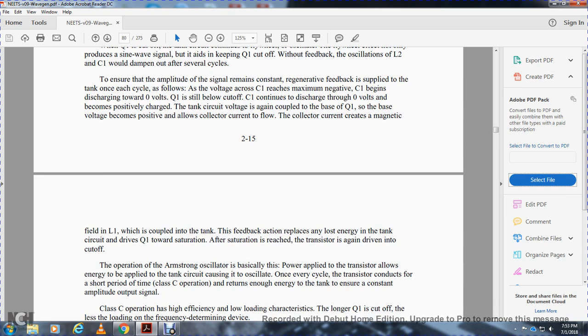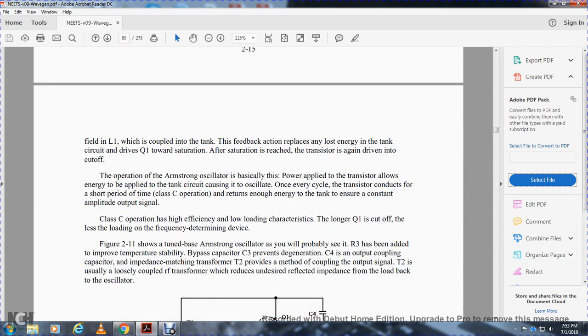After saturation is reached, the transistor is again driven into cutoff. The operation of the Armstrong oscillator is basically this: the power applied to the transistor allows energy to be applied to the tank circuit to cause it to oscillate. Only every cycle the transistor conducts for a short period of time.